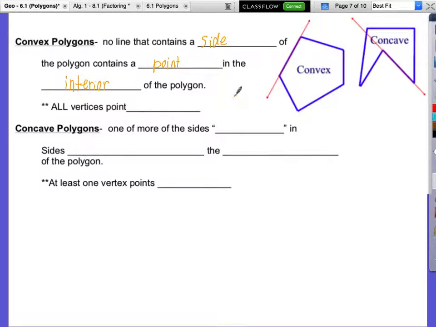No. So for it to be convex, this is true for every single side. If we extend this side out, it doesn't touch anything inside the polygon. Extend this side out, it doesn't touch anything inside the polygon. Extend this side out, it doesn't contain anything inside the polygon. If you extend that last side out, it doesn't contain anything inside the polygon as well.